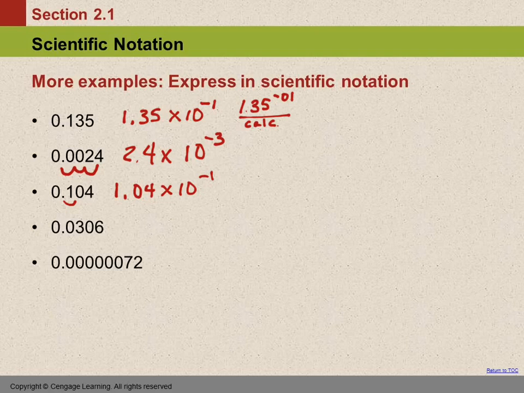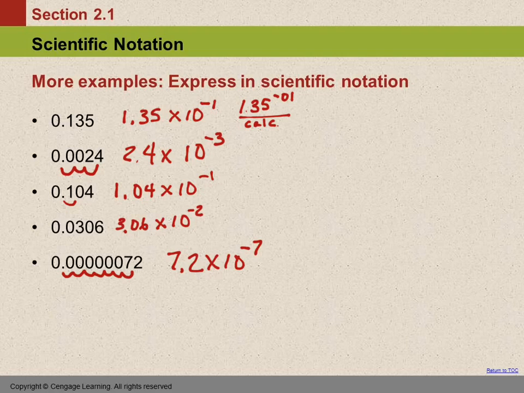Okay, what's this one in scientific notation? 3.06 times 10 to the negative 2. Very good. How about this last guy? 7.2 times 10, and you're like, you gotta get your finger out and count, huh? 1, 2, 3, 4, 5, 6, 7. Negative 7.